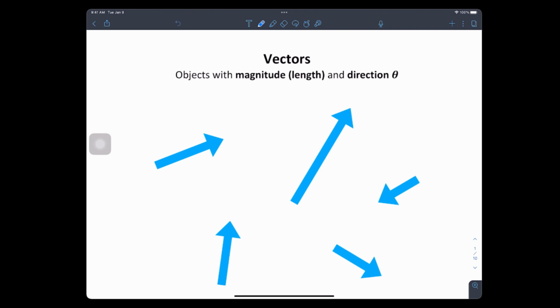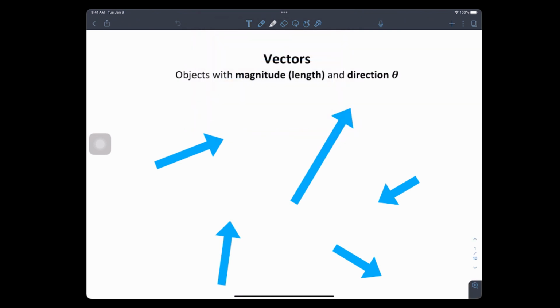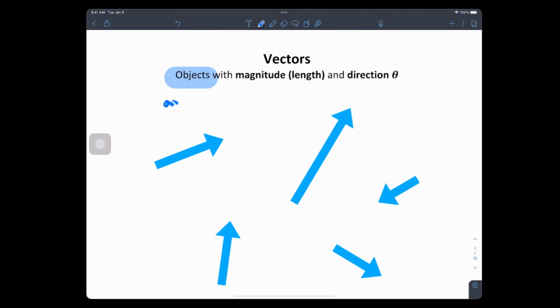All right. Now you might say, what is a vector? Is it an arrow? Well, we represent it with an arrow. But a vector, by definition, is really this. It is an object. You say, what do you mean? It's an arrow. It's an arrow that has two things. It represents two things. Something called magnitude.